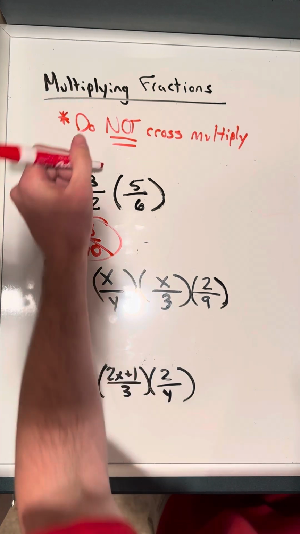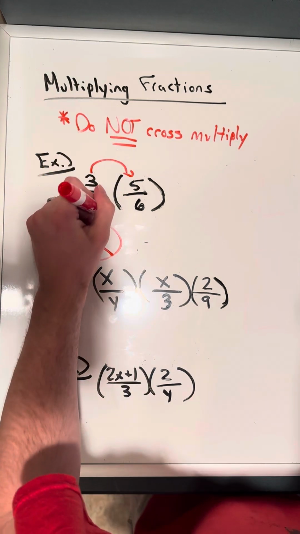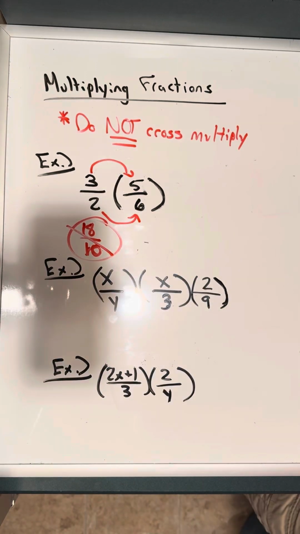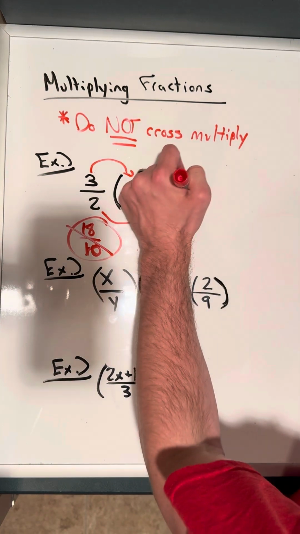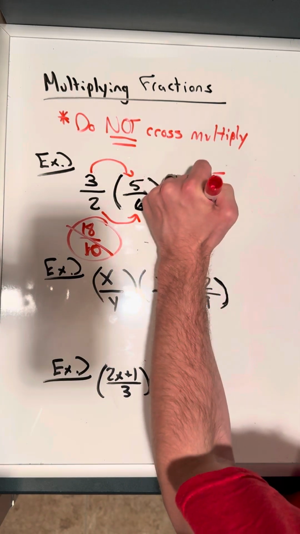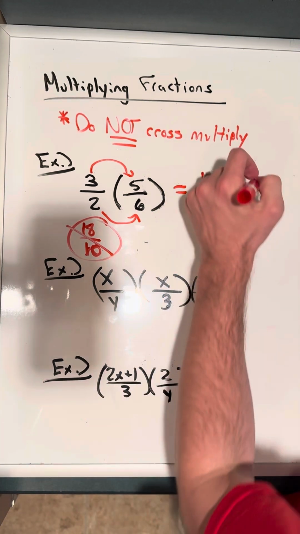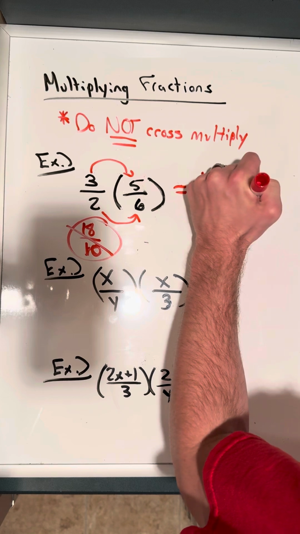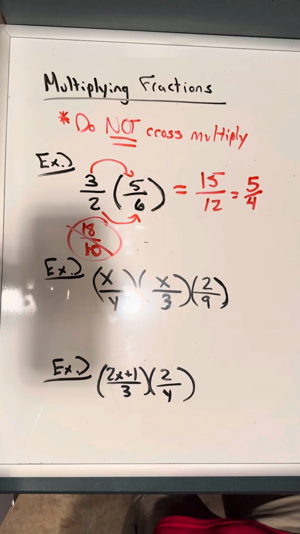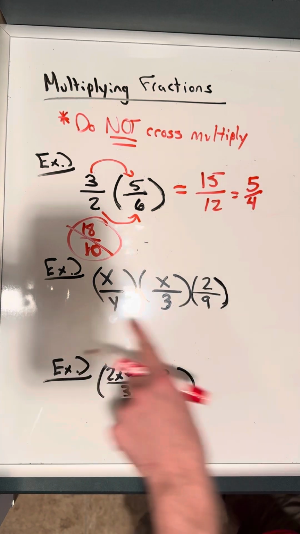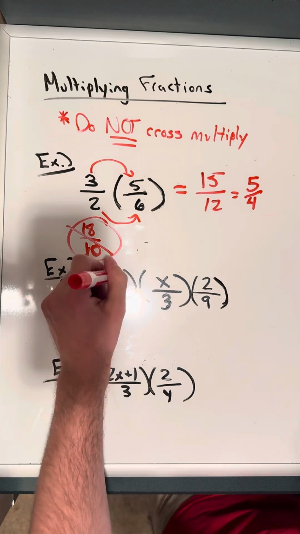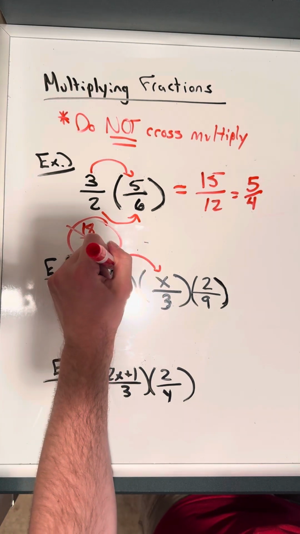Instead, how do we multiply fractions? Well, we multiply them straight across. So I take my tops and I multiply them together and I will end up with 15. I take my bottoms, I'll end up with 12. I can reduce this guy down. If I reduce this guy down, I will end up with something like 5/4, okay?